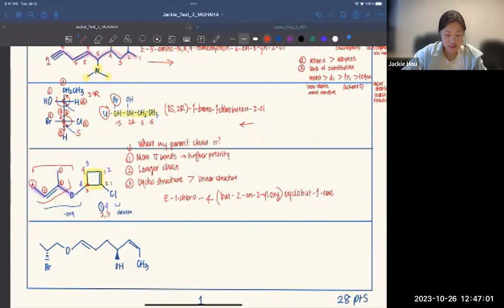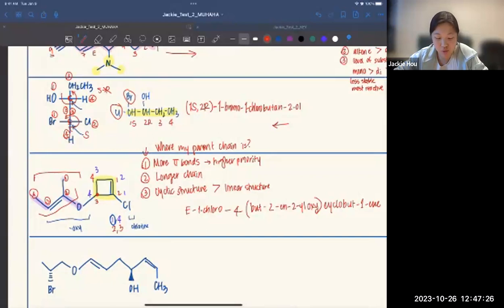So this is something you want to run through if you have, let's say, a cyclic structure as well as an aliphatic, linear chain structure on the same compound. You're trying to decide where is going to be my parent compound. The first thing you want to consider is whether or not you have more pi bonds on one of them compared to the other.